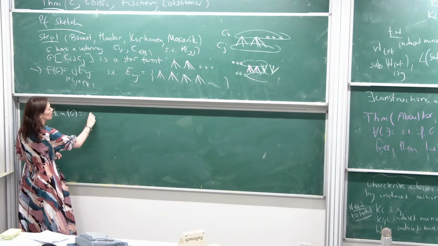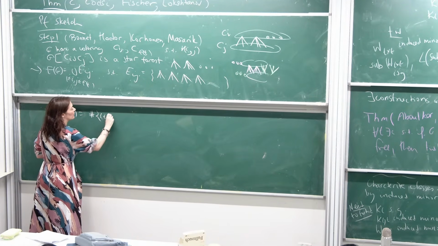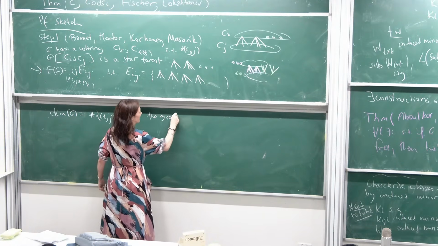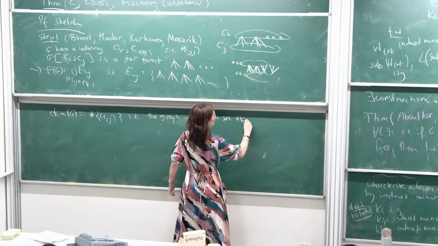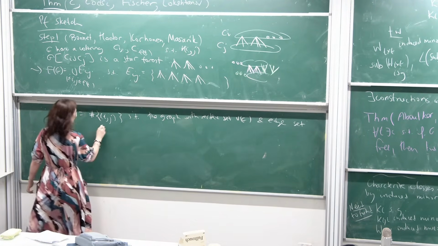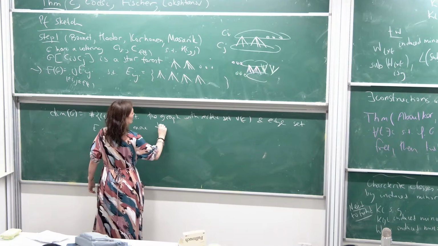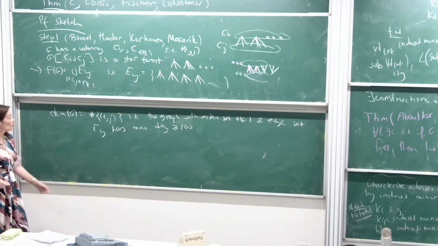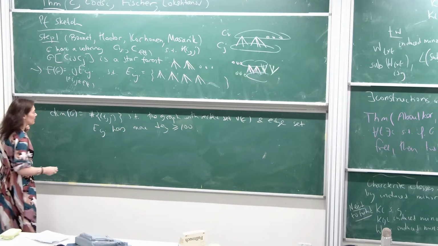is the number of ordered pairs ij such that the graph with vertex set V of G and edge set Eij has max degree at least 100. So okay, that's the dimension of the graph, and now the whole proof is by induction on this dimension.